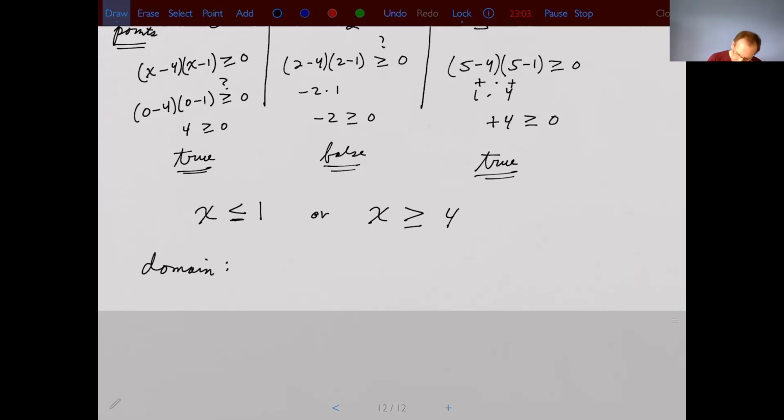So in interval notation, the domain is going to be from negative infinity to 1. In this case, including 1, right, because I have the equals. And then union 4, including the 4, so I'll do a square bracket, 4, comma, infinity. Right, and that will be the particular domain.